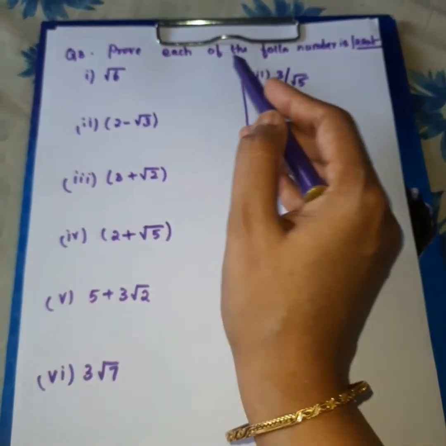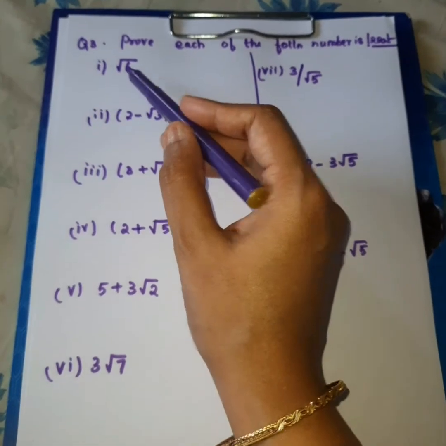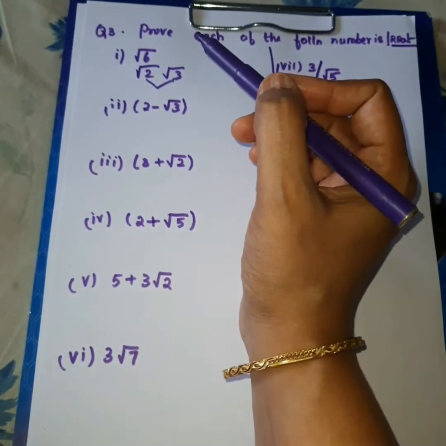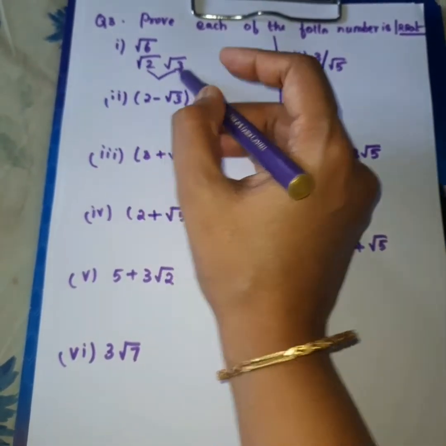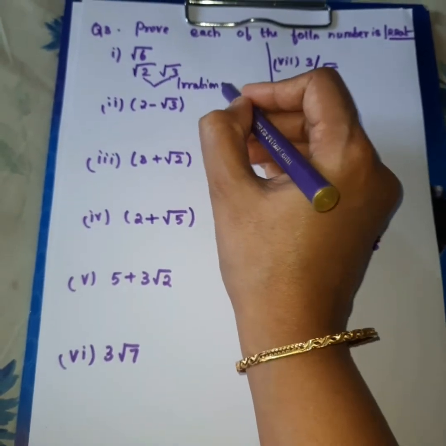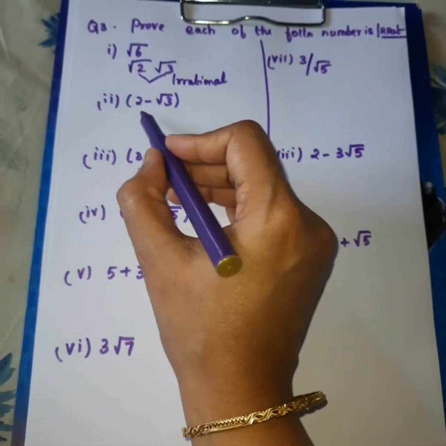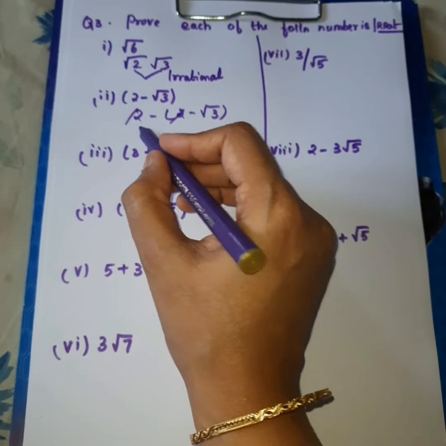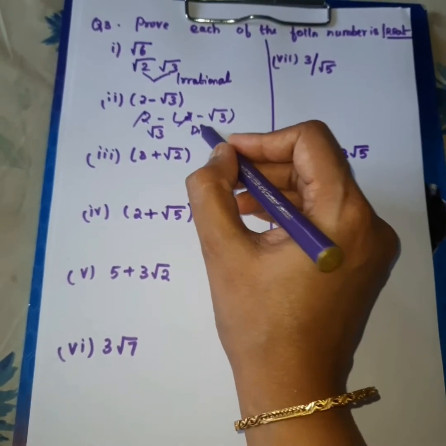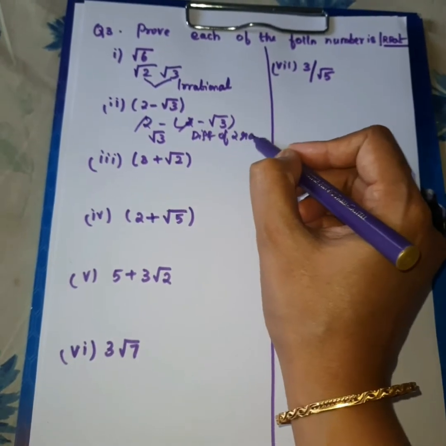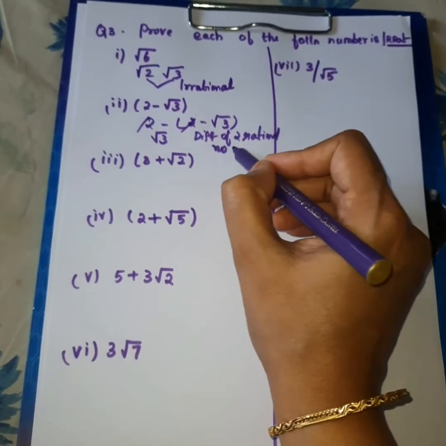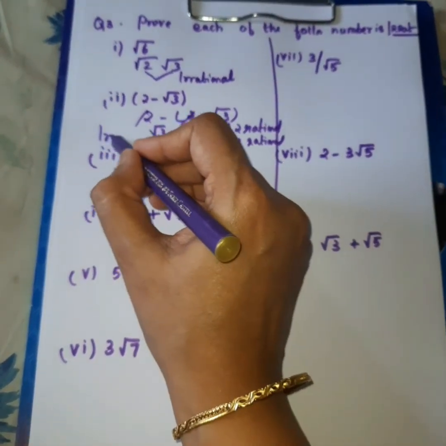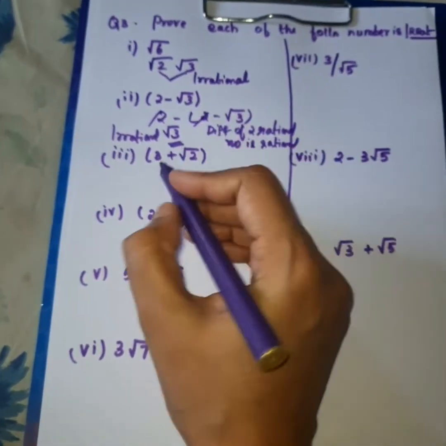Question 3, prove each of the following numbers is irrational. So here it's the other way. Square root of 6 is written as square root of 2 into square root of 3, and we know the product of two rational numbers is again a rational number. So this is obviously irrational. Next one is 2 minus square root of 3, which we can subtract from 2. So 2 and 2 go off, and square root of 3 is not rational, and we know the difference of two rational numbers is again a rational number. So this contradicts, as square root of 3 is irrational, so hence proved this number is irrational.